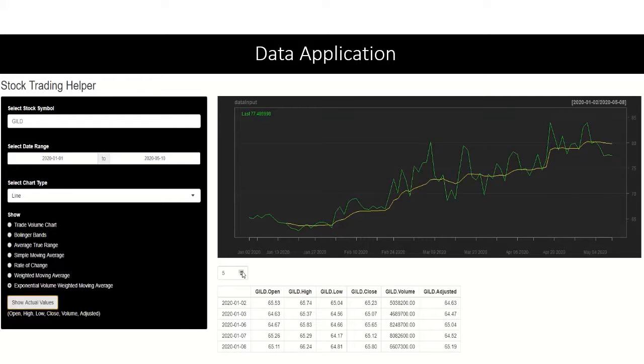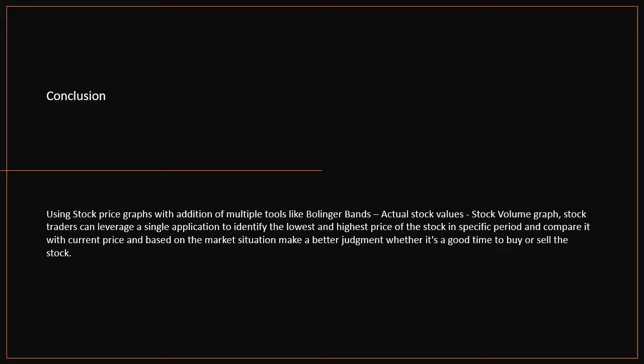By default, it's showing 5 rows. You can increase it. This way, stock traders could have a better understanding and grasp of the situation. So the addition of the actual data with the graph makes the stock trader have a better understanding. With all of the features that have been mentioned, essentially my app would help stock traders make better judgments and faster decisions to buy and sell the stock.